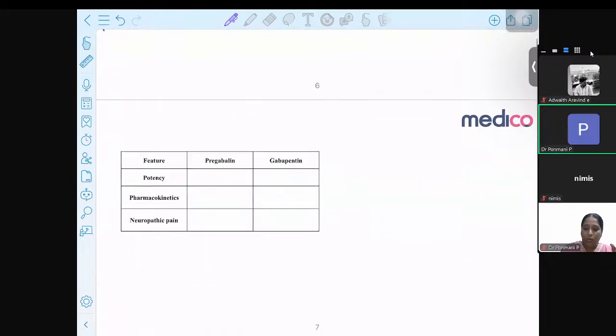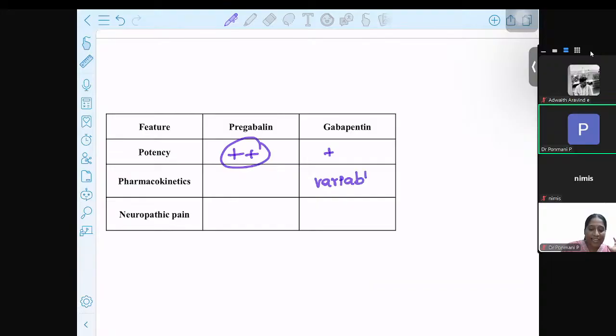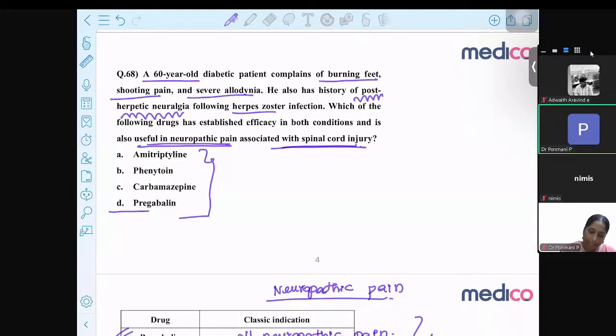Okay, and now what is the major difference between pregabalin and gabapentin? Which is more potent? Of course, pregabalin is more potent. Gabapentin is less potent when compared to pregabalin. The pharmacokinetics is variable with gabapentin, and it is fixed with pregabalin. Neuropathic pain responds very well to pregabalin than gabapentin. Okay, so which is better? Pregabalin is always better. So the answer here is pregabalin.